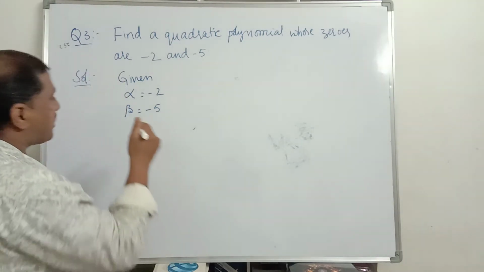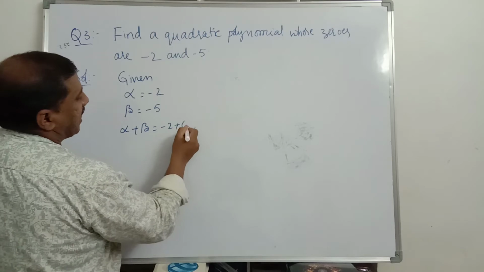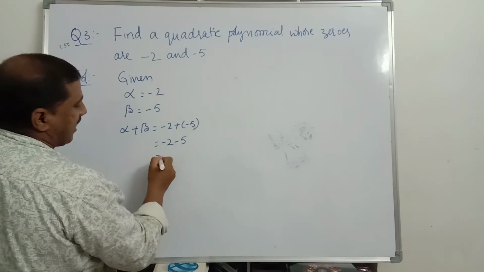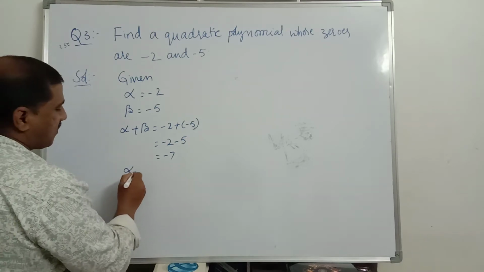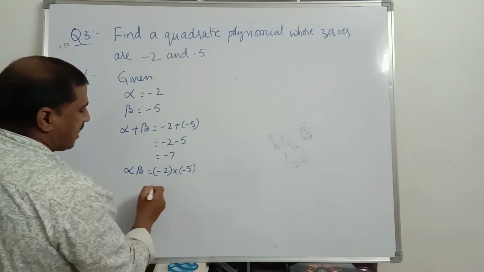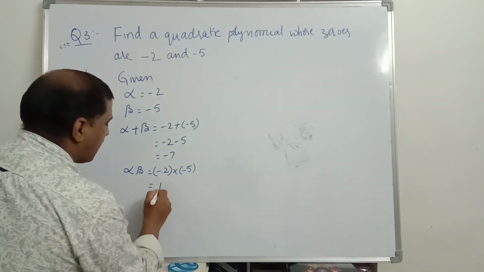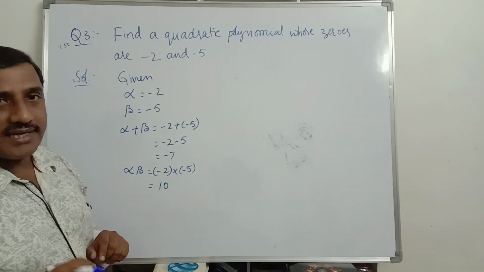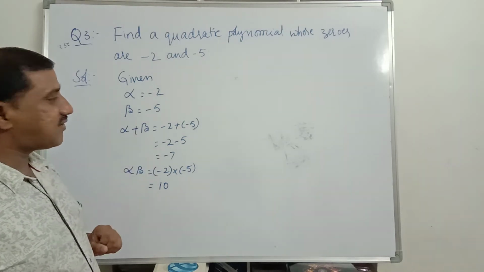So first find the sum of the zeros, that is alpha plus beta is equal to -2 plus -5. -2 plus -5 gives -7. Similarly, the product of the zeros, alpha into beta, is equal to -2 into -5. Minus into minus is plus, 2 into 5 is 10. Therefore, the product of the zeros is equal to 10. Sum of the zeros is equal to -7. Now we know the sum of the zeros as -7 and the product of the zeros is 10.